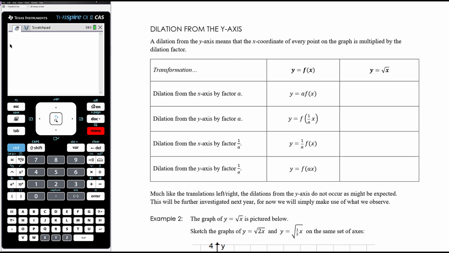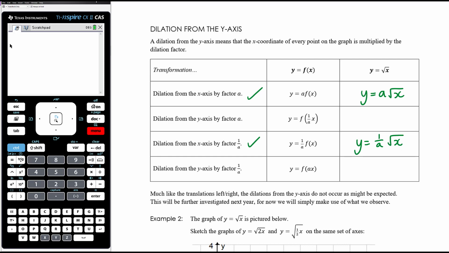We're already comfortable with dilation from the x-axis, so that's these two. We know if we dilate from the x-axis by a factor of a, we do a times f of x. If we dilate from the x-axis by a factor of 1 on a, it's going to be 1 on a times f of x. We're happy with those. We know what's going on there. So for the square root graph, dilating by a factor of a from the x-axis is y equals a times root x. Dilating by a factor of 1 on a from the x-axis is y equals 1 on a times root x.